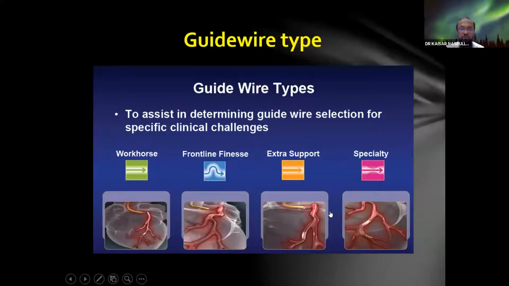One is workhorse wire. Second is frontline finesse wire. Third is extra support wire. Fourth is specialty wire. Workhorse wire is the wire which you will use in 90% of your interventional cases, like BMW, Runthrough. Frontline finesse wires are those you use in an angulated lesion like this, tortuous, angulated, slippery lesions: wires like Whisper, Pilot. Extra support wires are those when you need support to track your device.